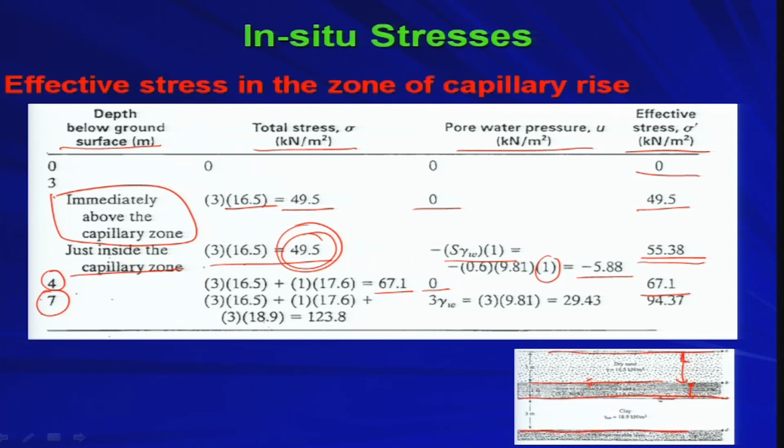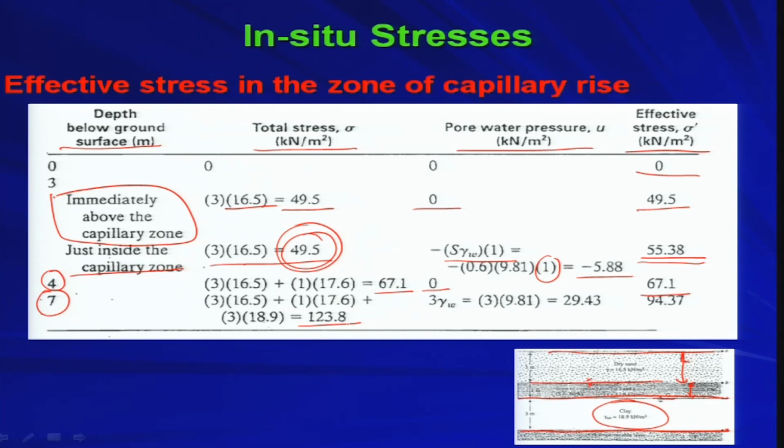Now, we are considering the depth below the ground surface as 7 meter, that means you are coming to this surface. At 7 meter, what is the total stress? 3 into 16.5, that is coming from the top dry sand, plus 1 into 17.6, that is coming from your capillary zone, plus 3 into 18.9, that is coming from the clay part, right. 3 meter is the depth of the clay layer, and 18.9 is the unit weight gamma saturated of the clay layer. So, total stress is coming 123.8.